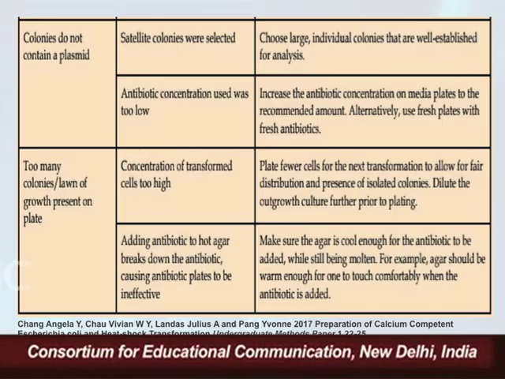Or the antibiotic concentration used was too low. If you use too low a concentration, then the non-transformants will also appear. The last point is if there are too many colonies. Then you have to serially dilute. I have also already told you that the concentration of transformant cells may have been too high, or adding the antibiotic to hot agar can cause antibiotic plates to be ineffective. So these are certain points which need to be kept in mind before and during the transformation for efficient transformation to occur.